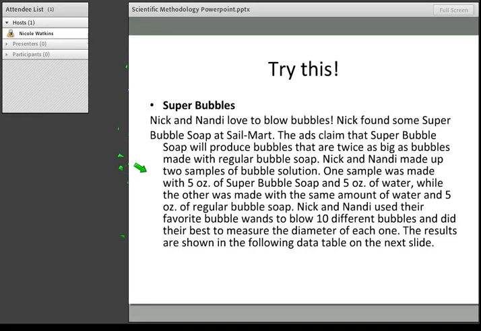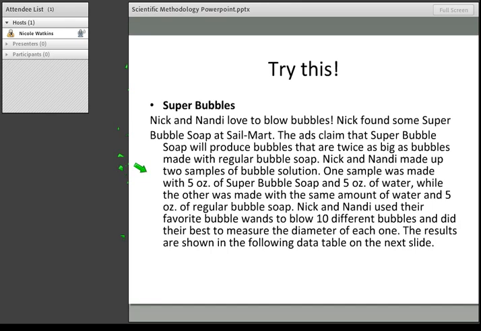So here's another example. Let's try this one. This is called Super Bubbles. Nick and Nandi love to blow bubbles. Nick found some Super Bubble soap at Cellmart. The ads claim that Super Bubble soap will produce bubbles that are twice as big as bubbles made with regular bubble soap. Nick and Nandi made up 2 samples of bubble solution.